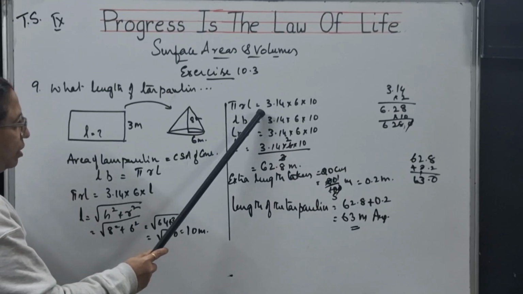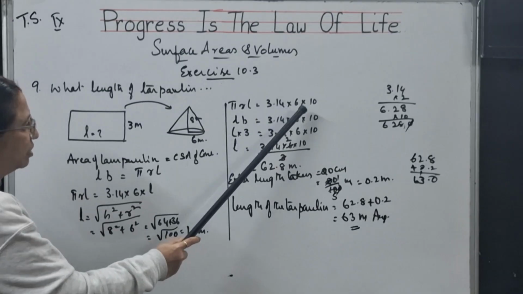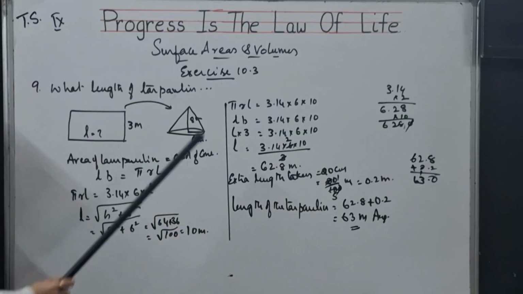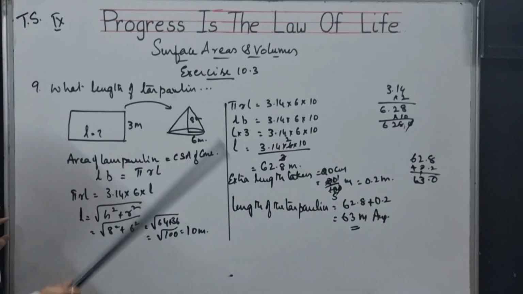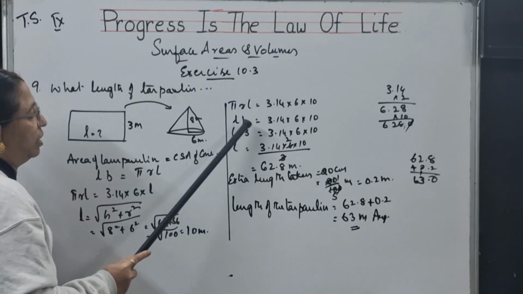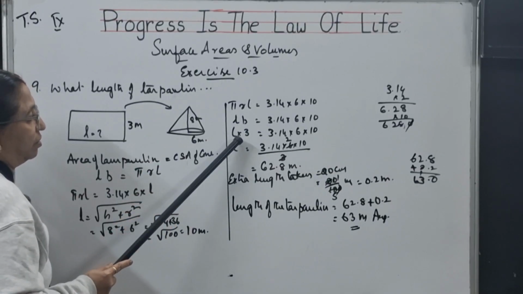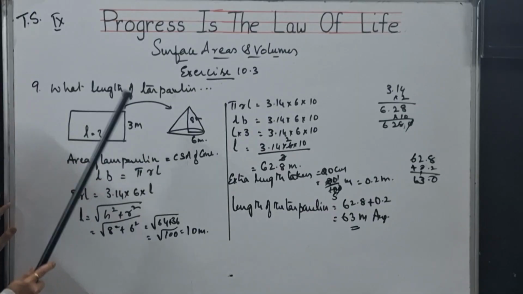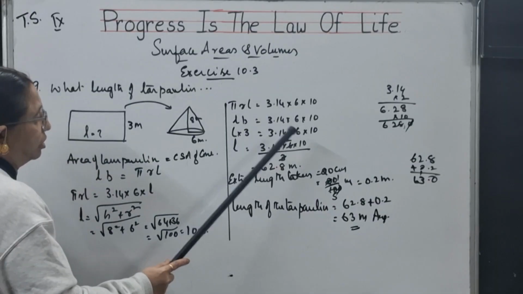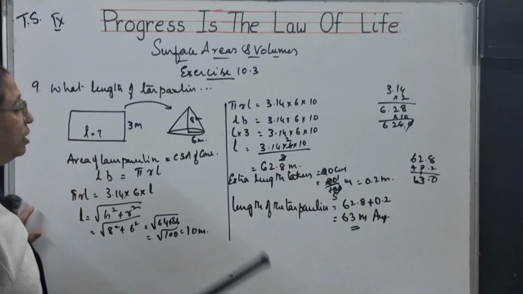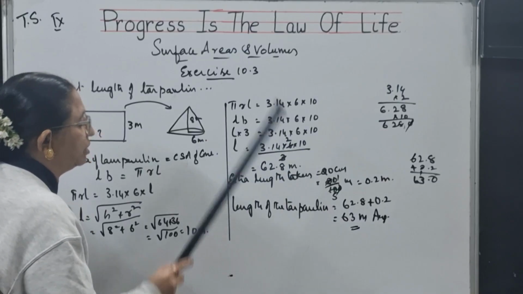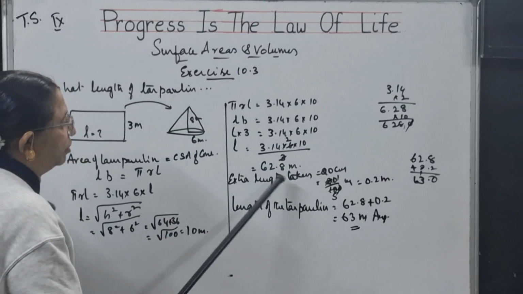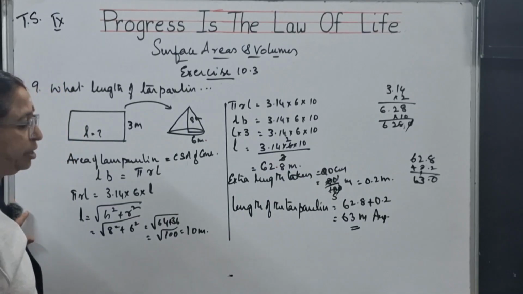So let us see pi RL. Pi RL is 3.14 into 6 into 10. Now this much area, the tarpaulin also has. That means L into B is this. L into B, with breadth given as 3, is equal to 3.14 into 6 into 10. So what is L? 3.14 into 6 into 10 by 3. On simplifying, I got 62.8 meters.